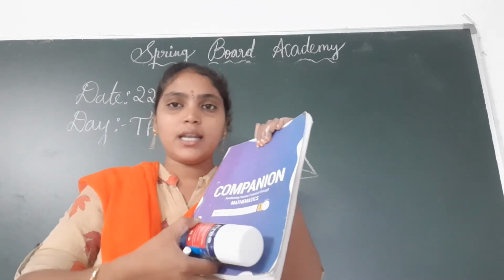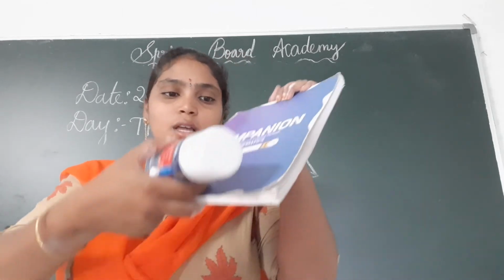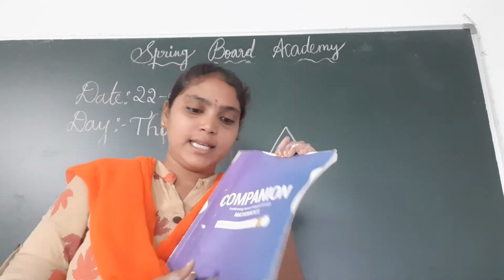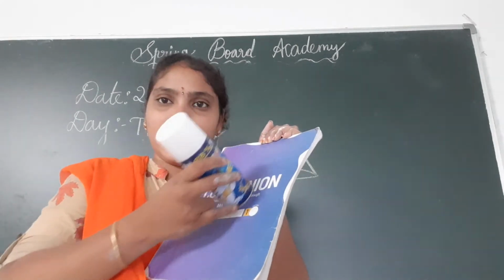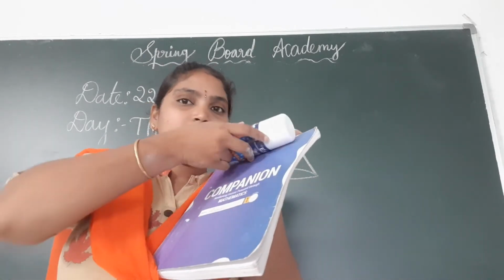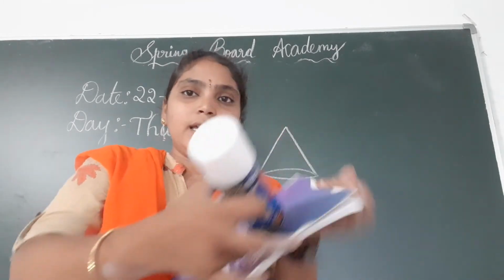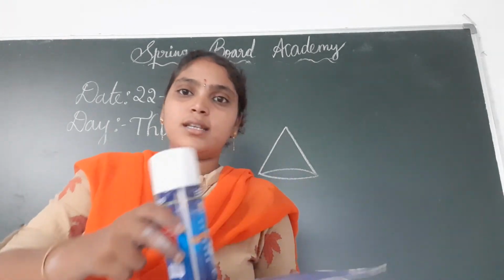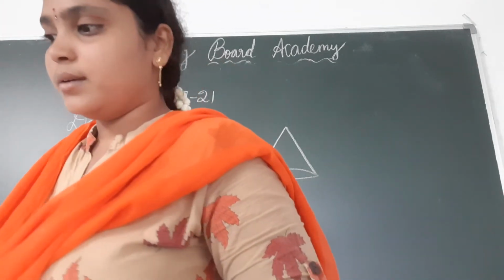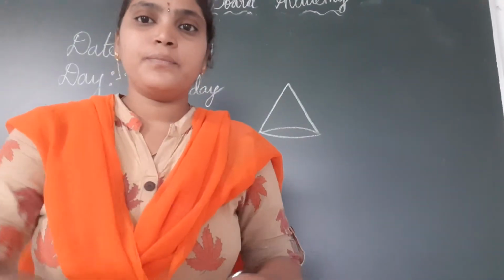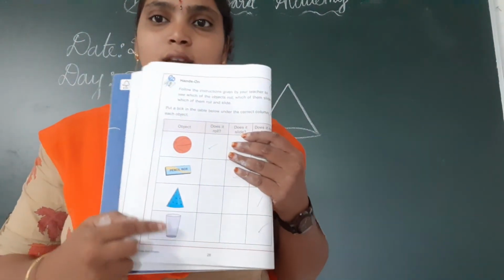Am I correct, children? Once again I am showing, so see clearly. If you place it like this, it only slides, and if you leave it on the floor like this, it rolls. Here you have to check, children, it rolls and it slides. So water glass, both it rolls and slides.